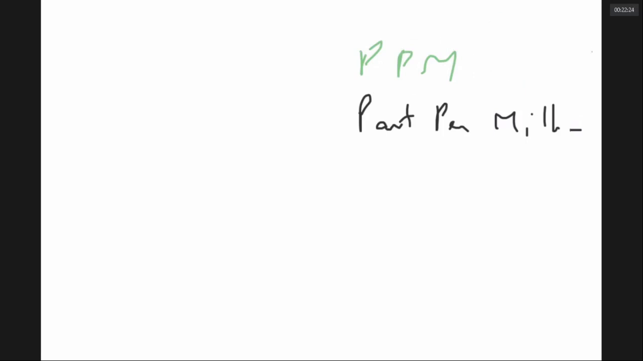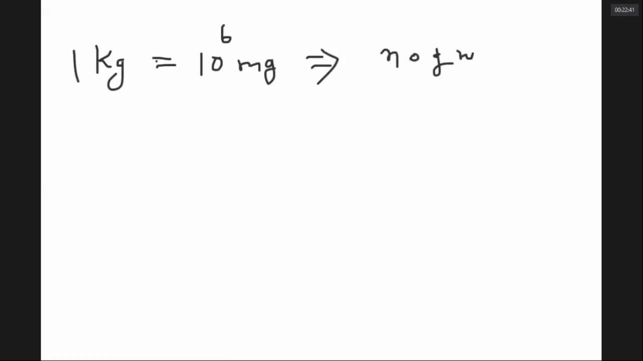What is ppm, sir? Parts per million. First of all, I should know 1 kg of anything has 10 to the power 6 milligrams. It means the number of milligrams of anything per kg implies parts per million. Yes or no? Yes, sir. Any confusion? No confusion, sir.